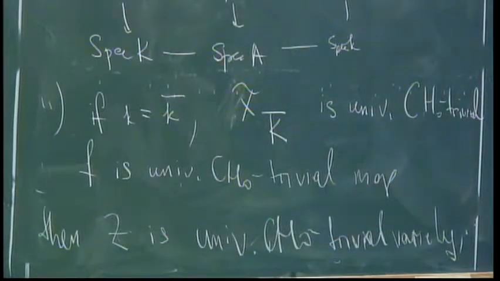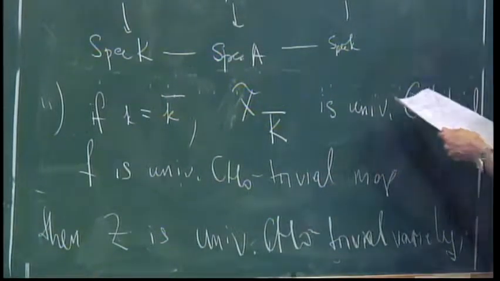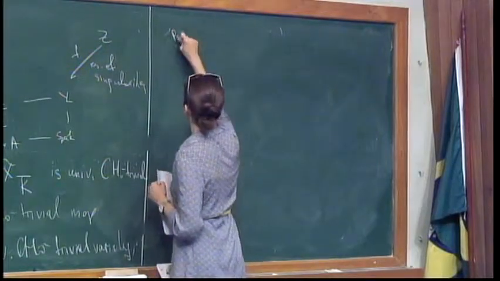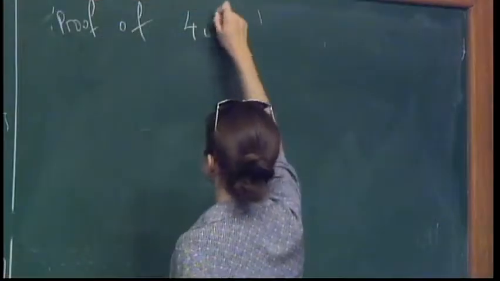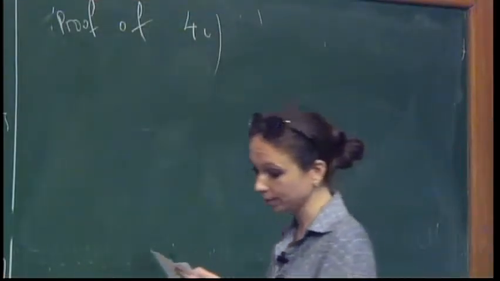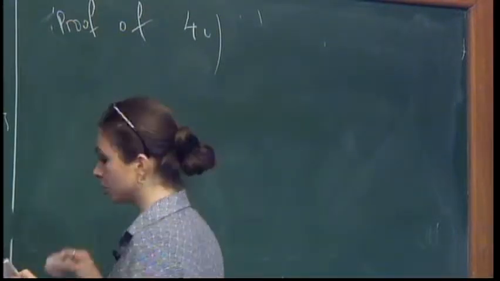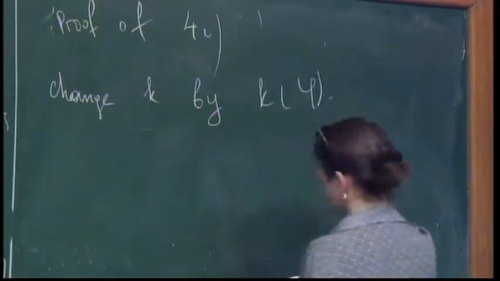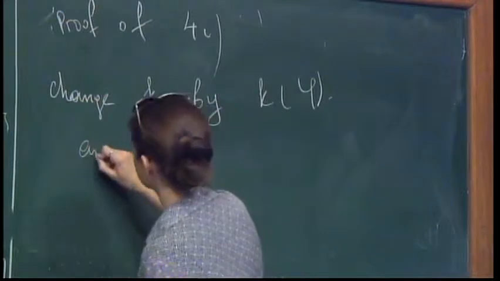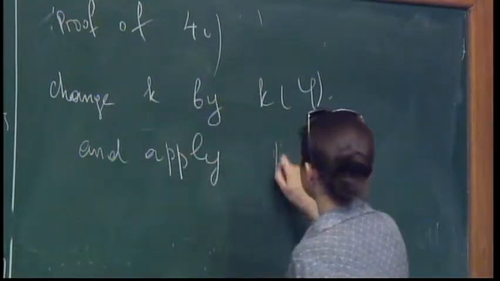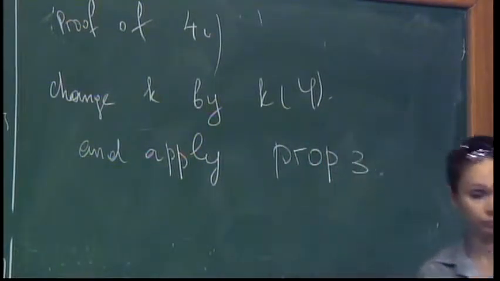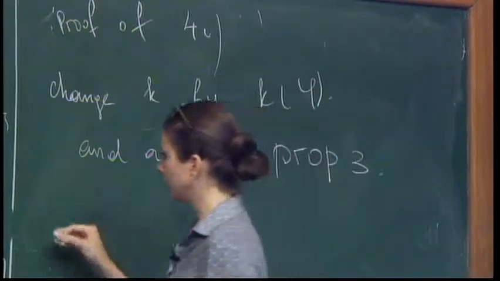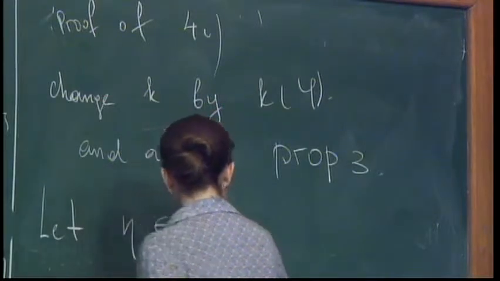So let me give you the proof, which uses the previous proposition. So the proof of the first version. The second one you can do as an exercise. So, okay. The idea here is to change little k by the function field of Y and apply the previous proposition, proposition 3. Well, how do we do this? So take eta in Y, the generic point.